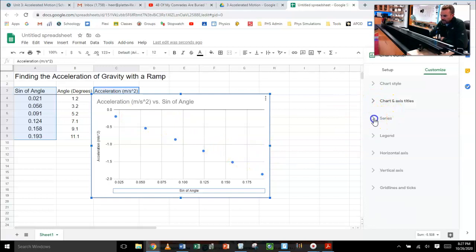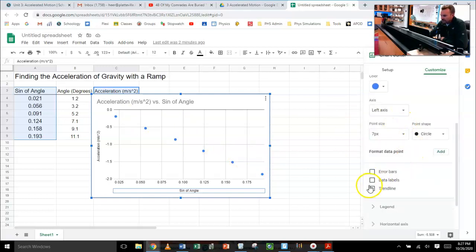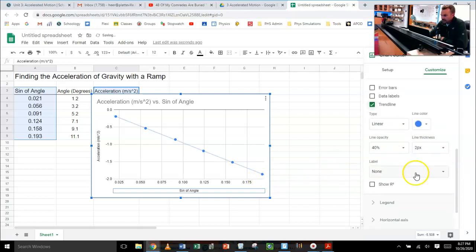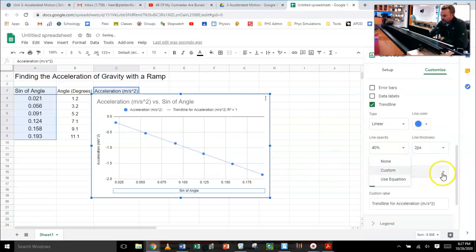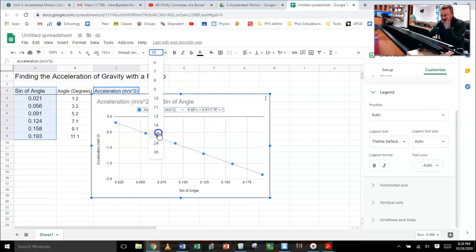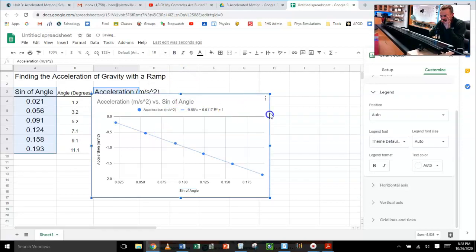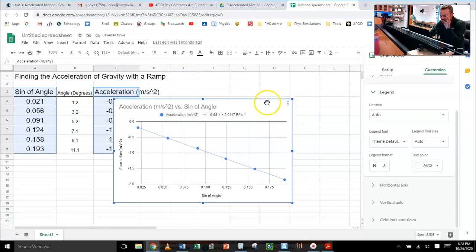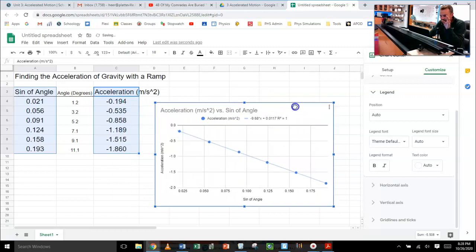So we're going to grab series, and we drop down to a trend line. And we're going to show the r squared. And then we're going to also use the equation, just so we can tell what's going on. Oh my gosh, r squared equals 1. Holy cow. That means we are baller. This data is modeled so perfectly by this right here. Oh, I can't believe that it's 1. That's incredible. Nice work, you guys.